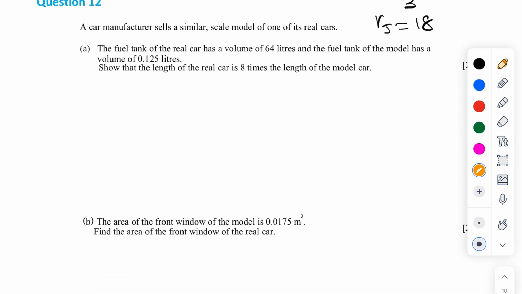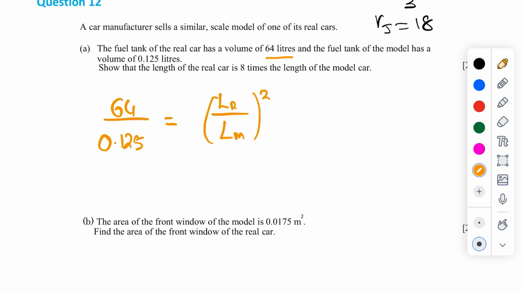Question number 12. A car manufacturer sells a similar scale model of one of its real cars. The fuel tank of the real car has a volume of 64 and that of the model has 0.125. So 64 upon 0.125 equals, show that the length of the real car is 8 times that of the length of the model. Length of the real car divided by length of the model, whole cube. So when I take this one, 64 divided by 0.125, which gives me nothing but what? 512. 512 equals length of the real car divided by length of the model, whole cube.